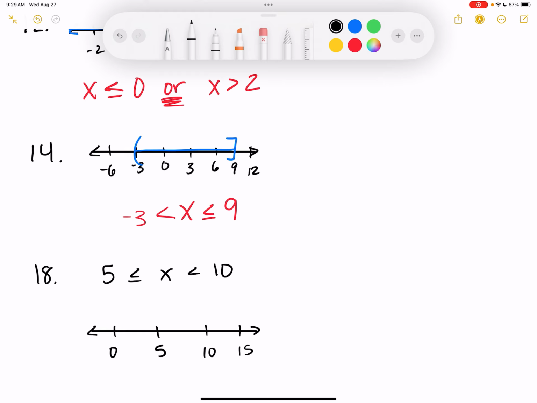So what is this one going to look like? X is greater than or equal to 5, so bracket of 5, pointing right. And then less than 10, so a parenthesis facing 5. And then colored in the middle.